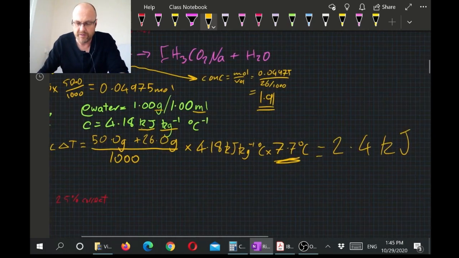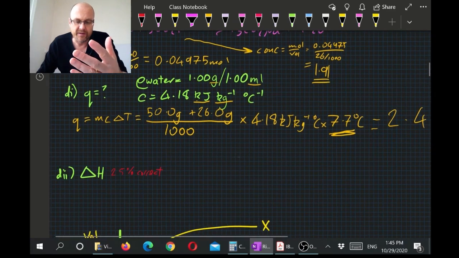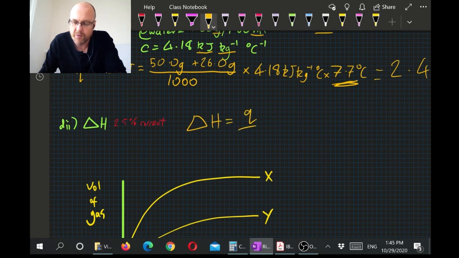Next question. Only 25% got this correct. Now, if you couldn't do the one above, just make up a number, lose the points, and try this one, if you know how to do the delta H. So delta H is going to be Q over moles of the chemical that was heating stuff up. It's not in the data book, you have to learn it.